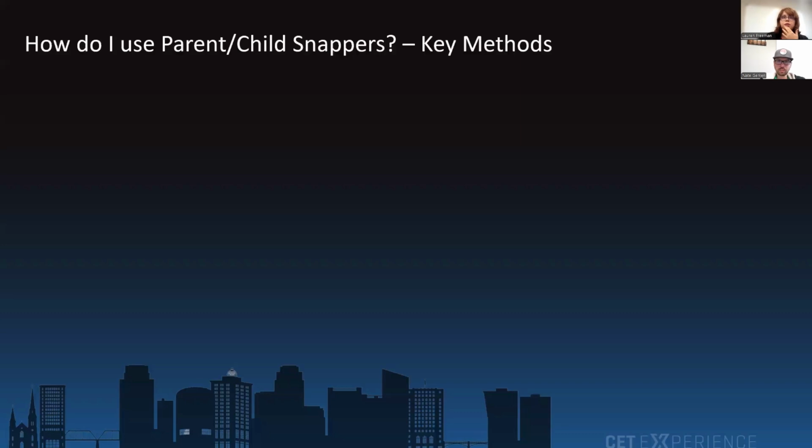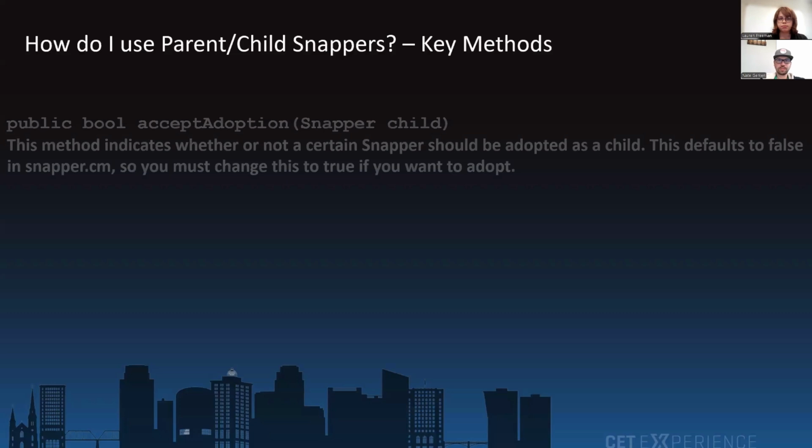So we've talked about conceptually what they can do and why you would want to use them, but let's get into it: we've decided I want to use a parent-child snapper. What do I need to know to get started with it? This is already all baked into Snapper, so as we say, you just have to opt in. Here are some of the methods that you're going to be using if you decide to use parent-child snappers.